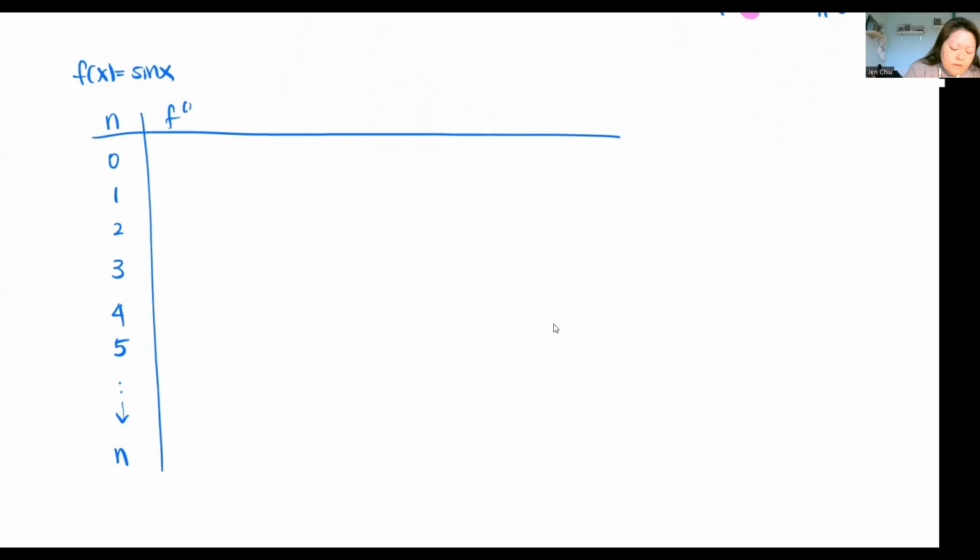All right, nth derivative of x, right? So you start with sine x, and then when you take the derivative of sine x, it gives you cosine x. Take the derivative of that, you get negative sine x, and then negative cosine x. Then back to sine x again, and then cosine x. So you can see the pattern repeats itself after 4 iterations.